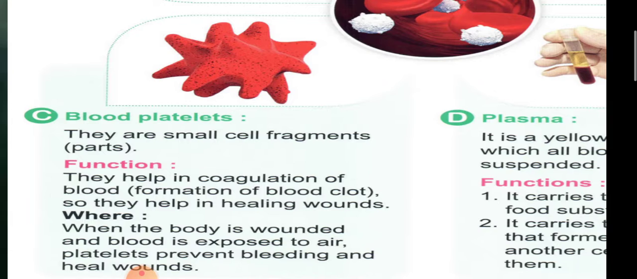So the blood platelets are very important. Why are they very important? Because they help in the coagulation of blood or formation of blood clots. When the blood is coagulated, what does this help in? In healing our wounds. So when our body is wounded and the blood is exposed to the air, the blood platelets prevent bleeding and heal the wounds.